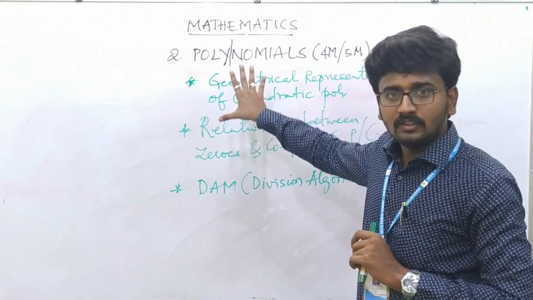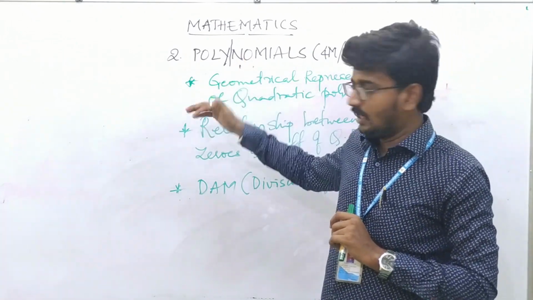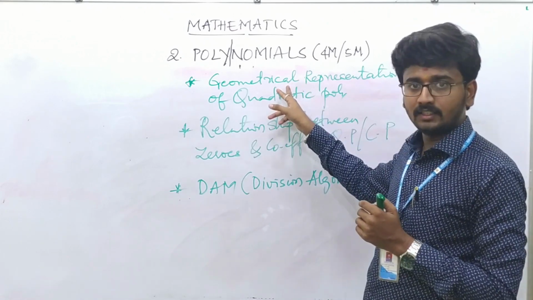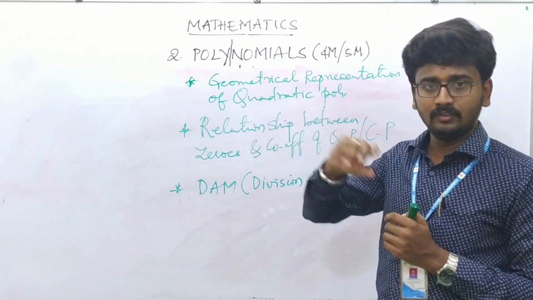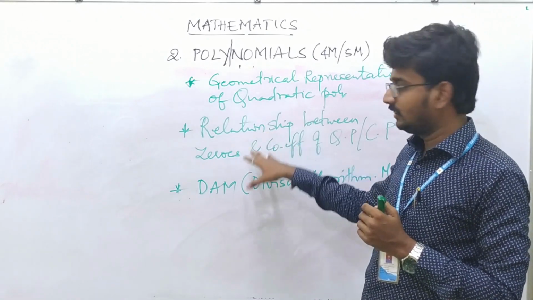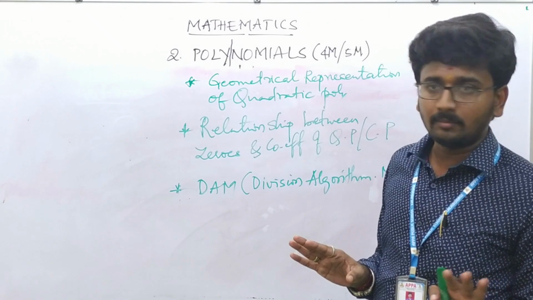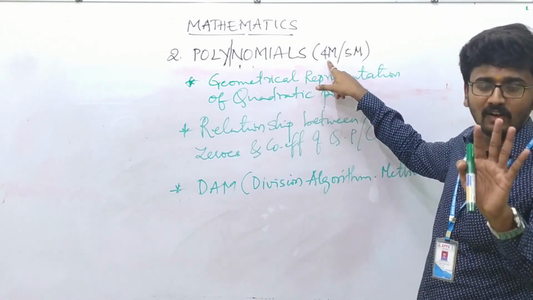So I hope you have now understood this brief introduction. After this, we'll learn one by one: geometrical representation based on graphs with examples, then the relation, then finally the division algorithm method. This completes the entire polynomials chapter, which carries around 4 to 5 marks.